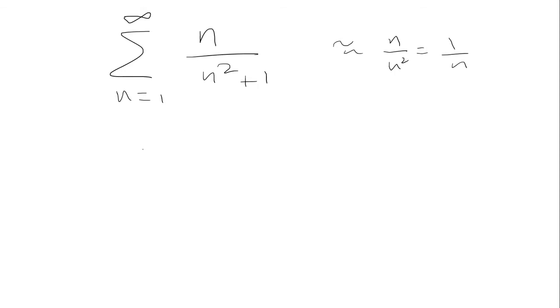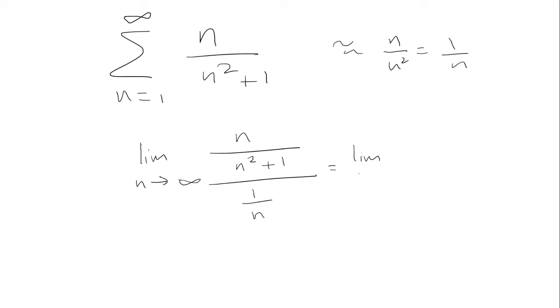It doesn't matter how we divide this. Basically, we need to divide my original series with 1 over n. So again, you could do 1 over n divided by n over n squared plus 1, or n over n squared plus 1 divided by 1 over n. It doesn't matter the order in which you do it.